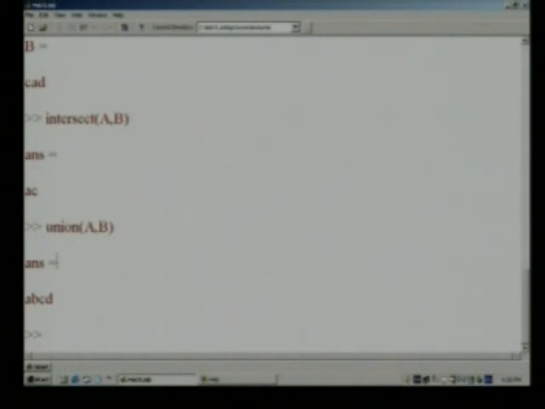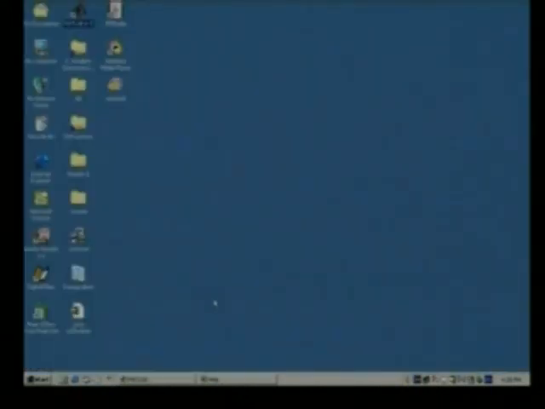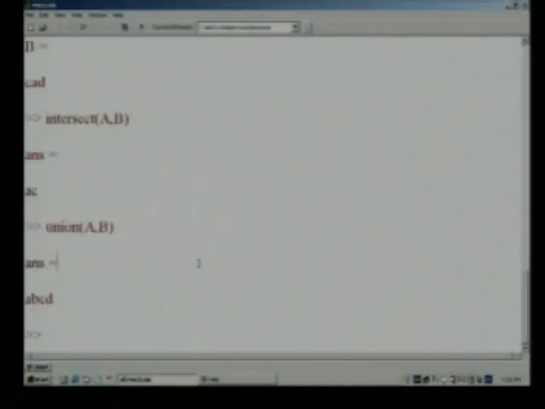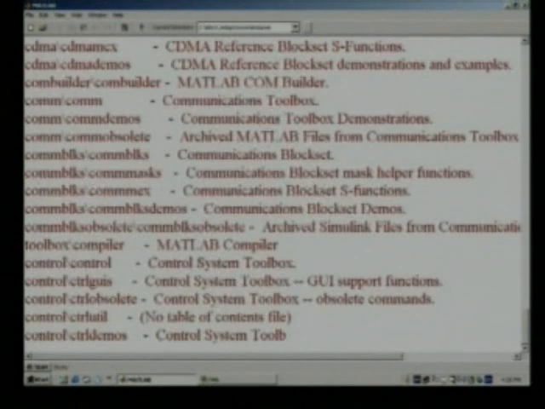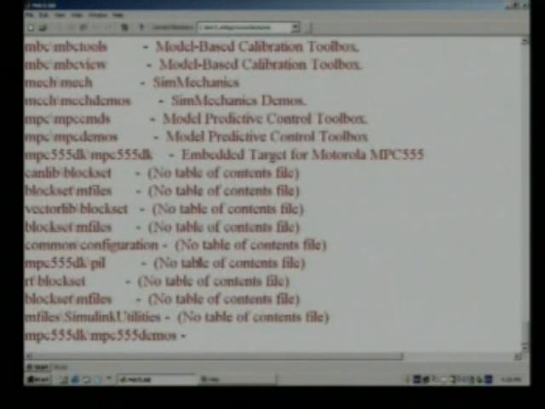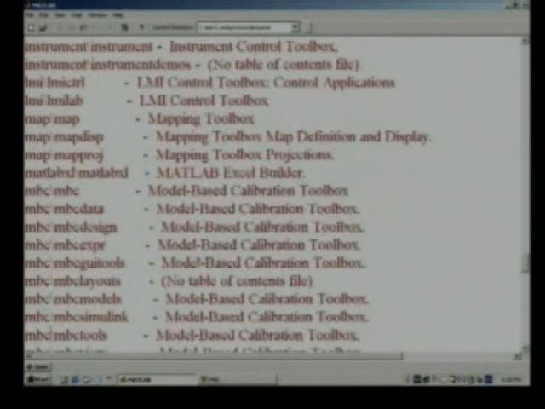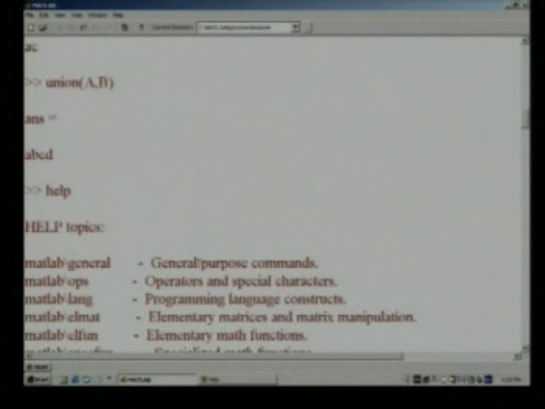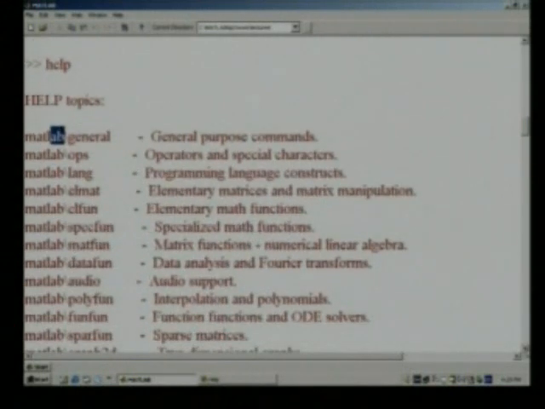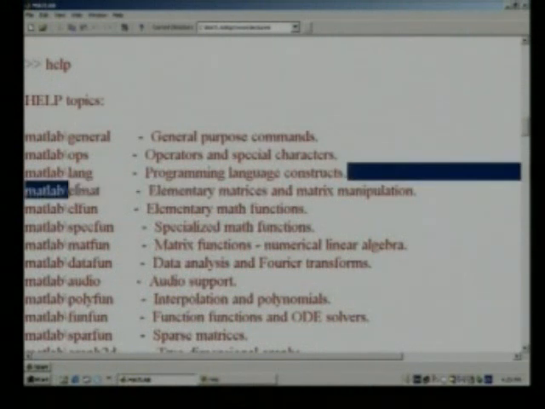Let us go to our document, the same document which we saved, or you can do it here also. Help: if you see help, in the MATLAB, forget about the toolboxes, just come to the MATLAB. So in the MATLAB, you have finished the general and operators. Let us go to languages. Now onwards, we will start the language, programming language constructs.